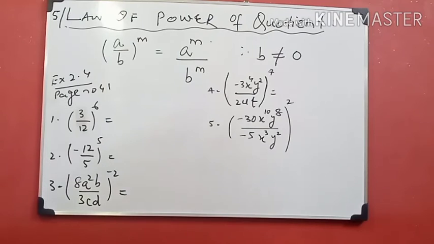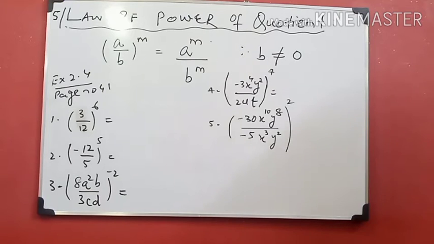Okay students, I chose the questions from exercise number 2.4, page number 41. In these questions, first we look at whether the quotient has the same bases or different bases. Therefore, we have 2 different laws: for the same base we subtract powers, and for different bases both numbers contain the power.